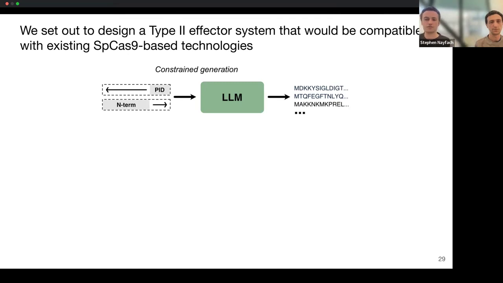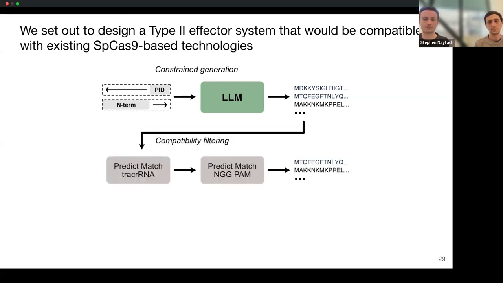By doing this, we thought we could enrich for sequences that are likely to maintain these compatibilities that I mentioned. So by initializing with the PID of SP-Cas9, we could enrich for generated sequences that would likely be compatible with the guide RNA. And similarly, by initializing with the N-terminal domains, we hope to enrich for sequences that would be compatible with the NGG PAM. Of course, we're not asking the model specifically to do these things. We're just asking it to predict the next residues in the sequence.